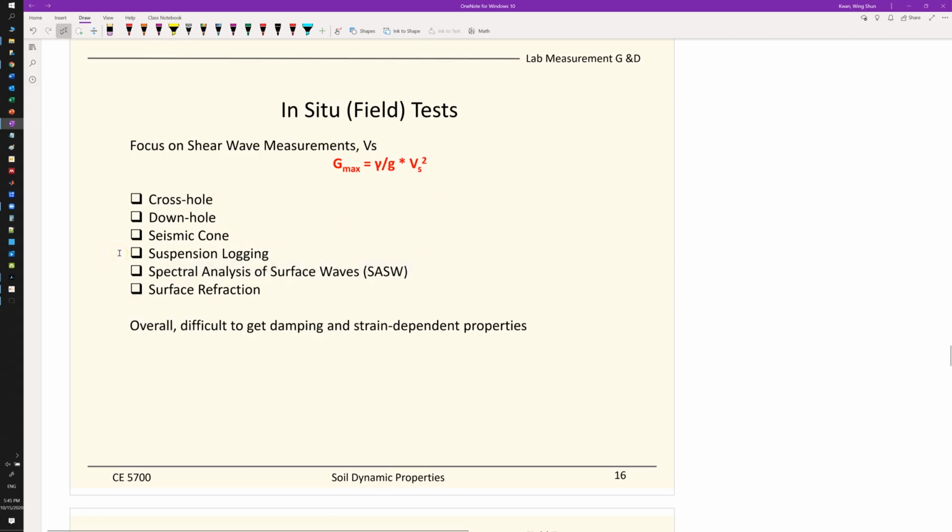So remember, at the beginning of class, lecture number 1, back at the beginning of the semester, we talked about those surface waves, the Love waves and Rayleigh waves. Those techniques are able to measure V sub S too. So pretty much those field tests are for you to measure the shear wave velocity.